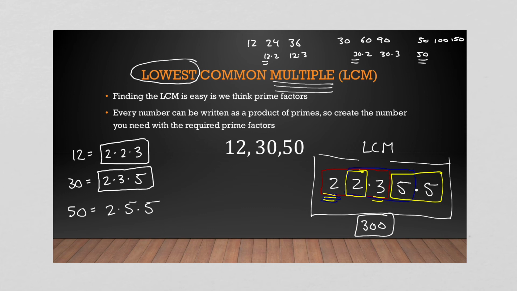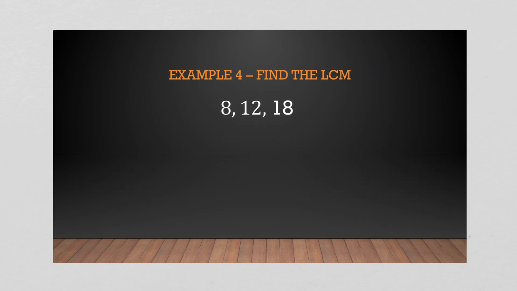But you can see that each factorization of all three of the numbers, each prime factorization, is in that representation of your new number that you've created, your new multiple. So let's look at another example. 8, 12, and 18. So I'll show you another way to look at this.